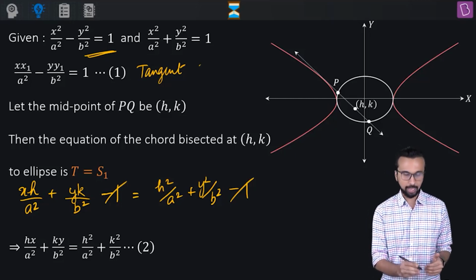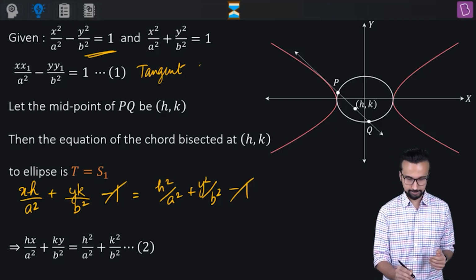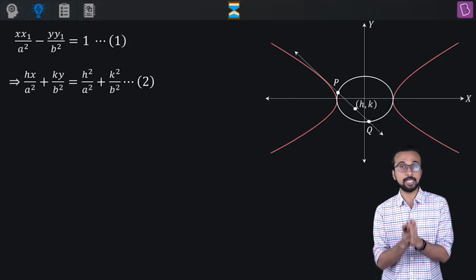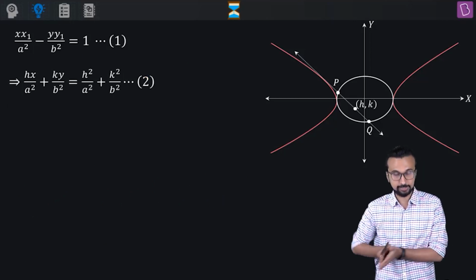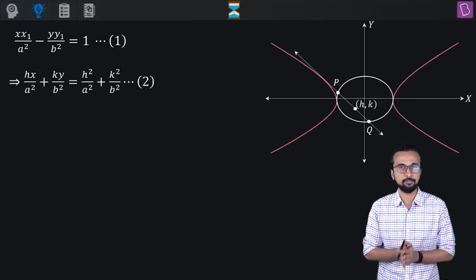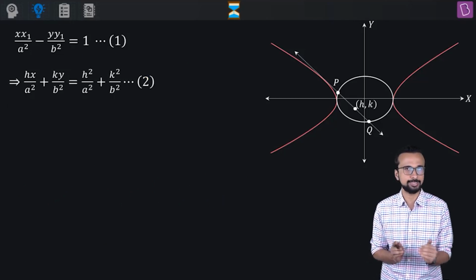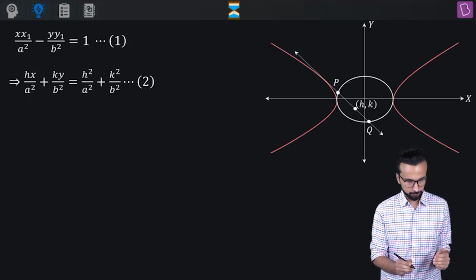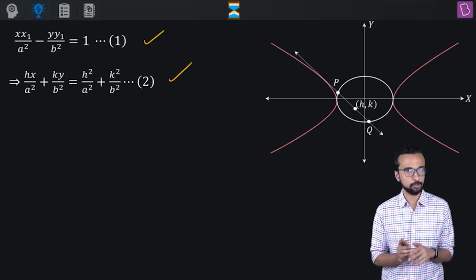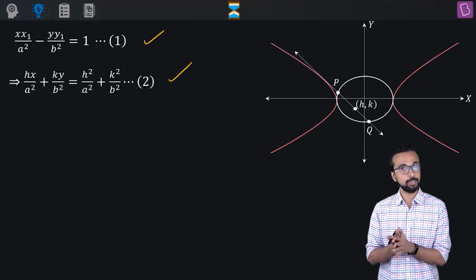Now, both are the same, aren't they? So we got these two equations. One is the tangent to the hyperbola, and it's given to us that this tangent cuts the ellipse at 2 points P and Q, whose midpoint we have taken as (h, k). So basically the idea is both are the same. Since both refer to the same line, I can equate the coefficients for each part.